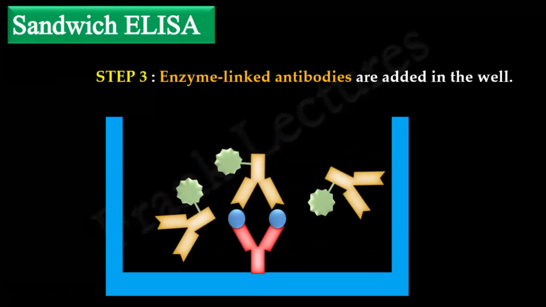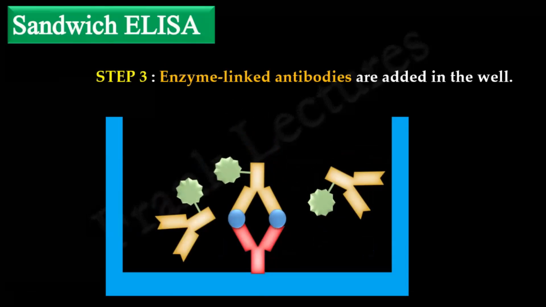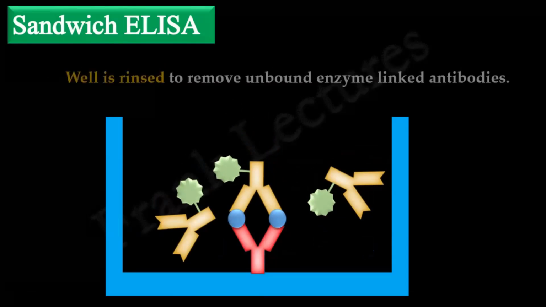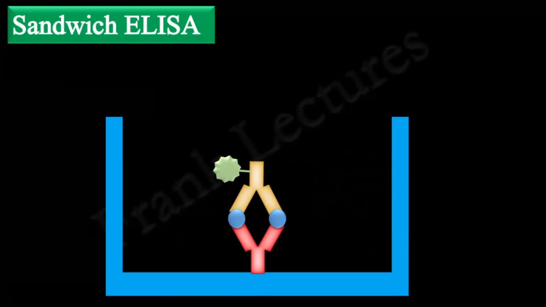So these enzyme-linked antibodies will again go and bind to these antigens, the epitopes of the antigen. Here we see that the antigen is in between, with the enzyme-linked antibodies on top of it and the capture antibodies below it. Then the extra antibodies are washed away by rinsing the well.